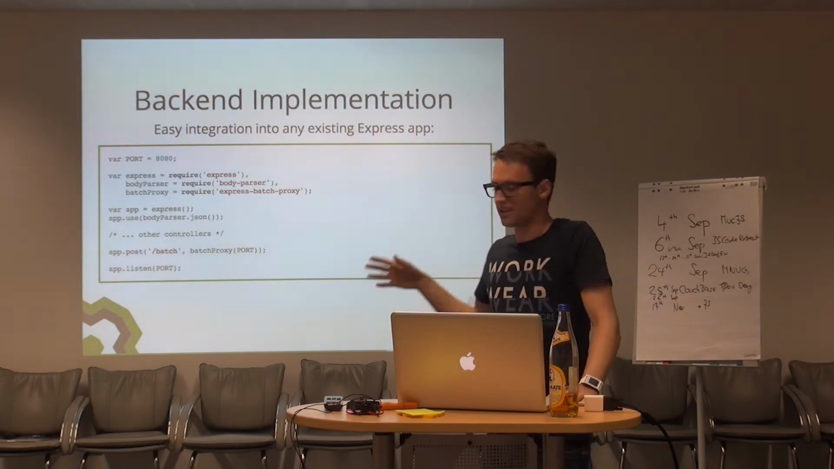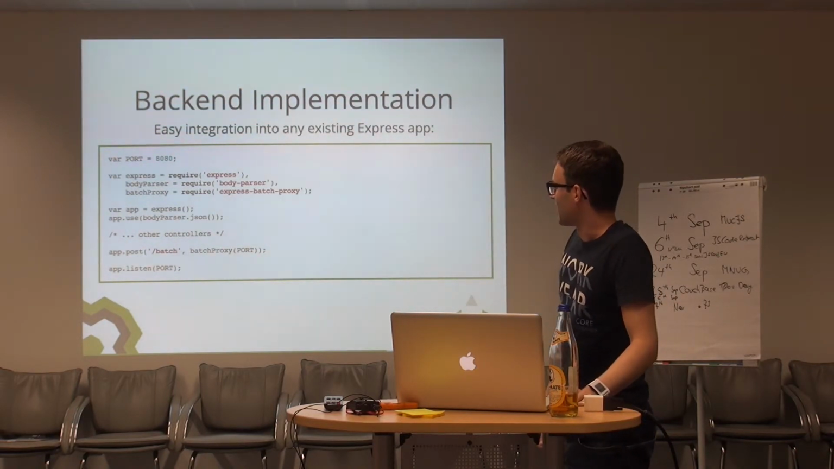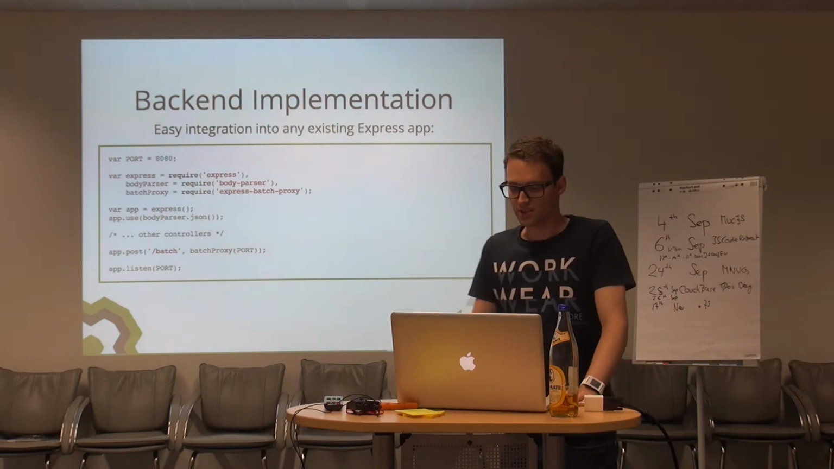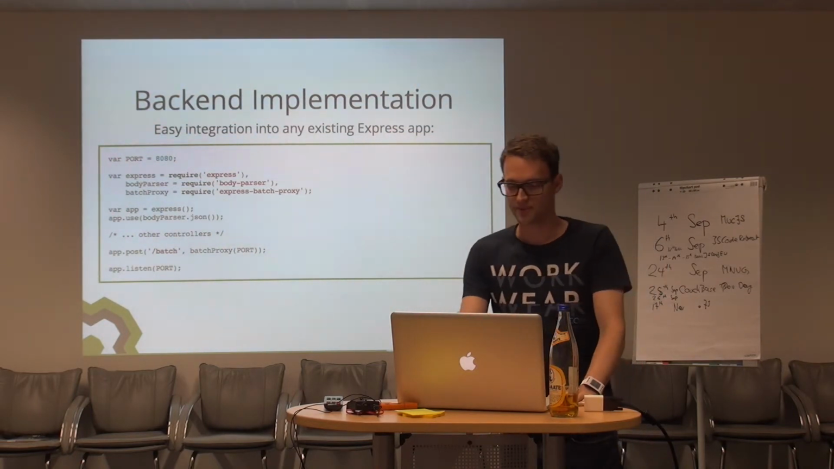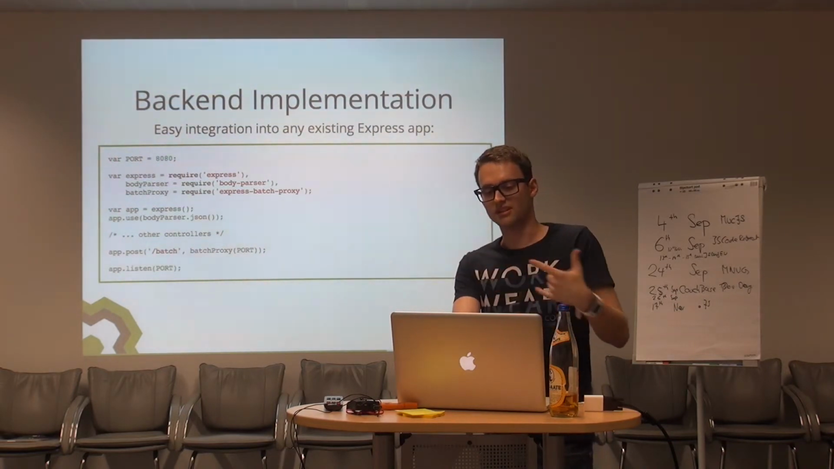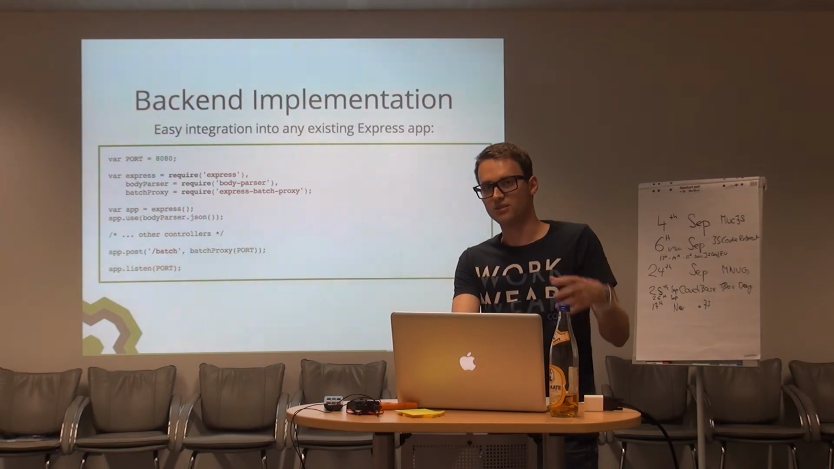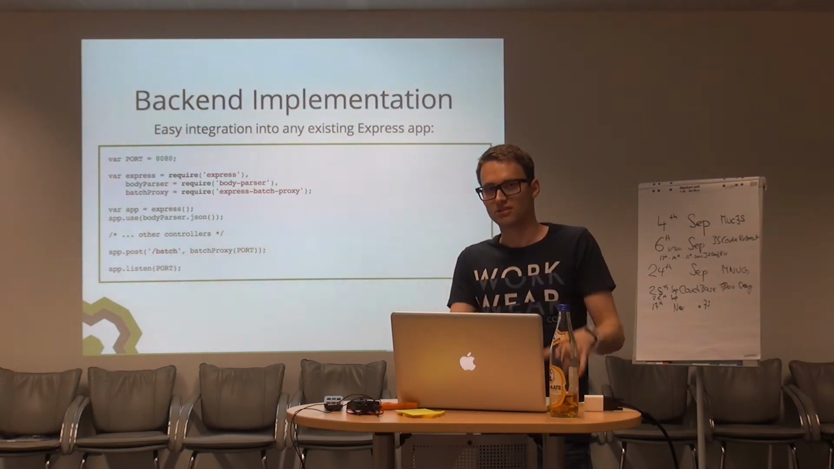And you can hang it in under the path you want. So this batch proxy function just returns a controller function. This is now the example for an existing Express app where you have the batch API in the same process as the other REST controllers.